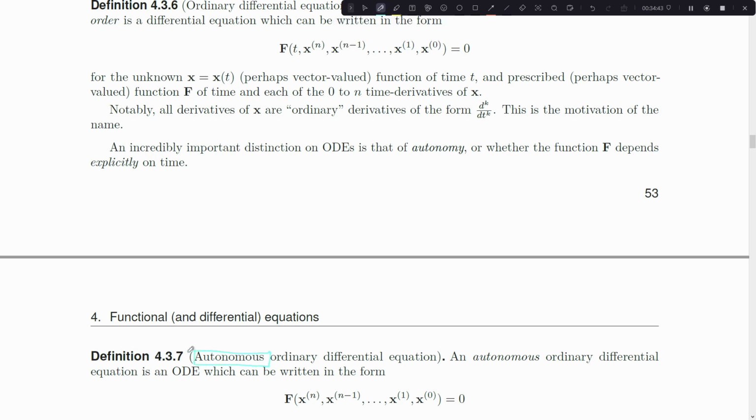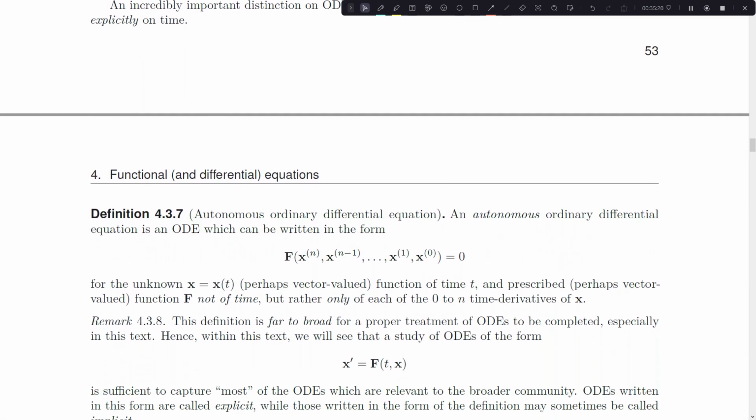So autonomous means the function which defines the ODE does not explicitly depend on time. That's what autonomous means. When you think about any autonomous process, that process exists all by itself. So it exists independent of time, except for our derivatives there.